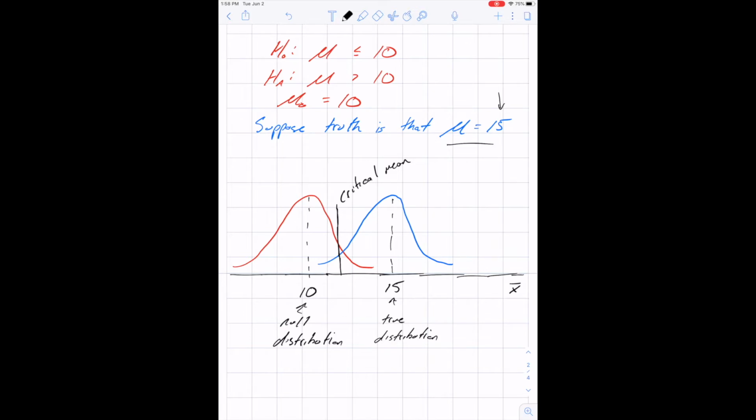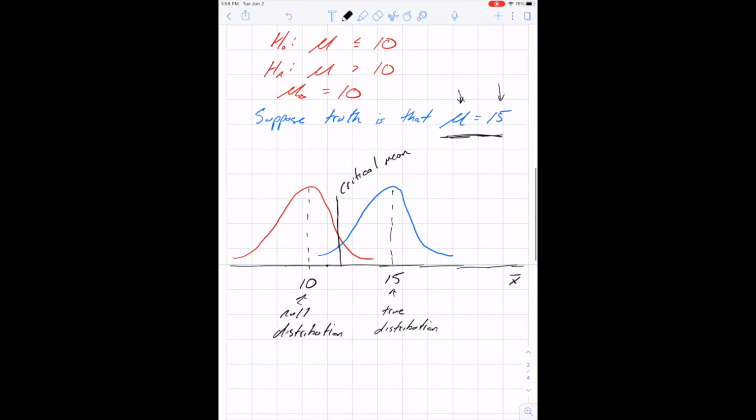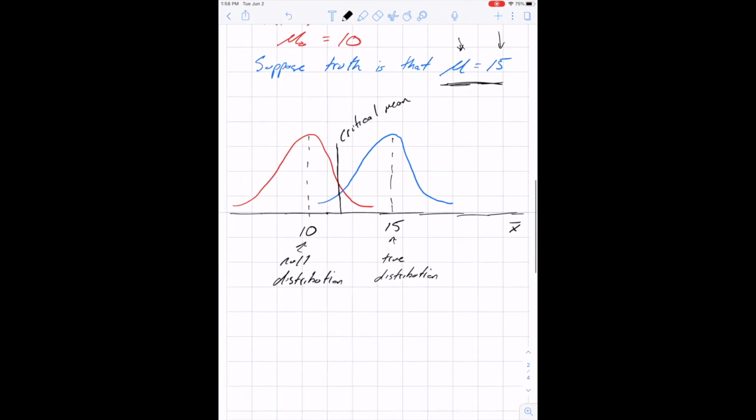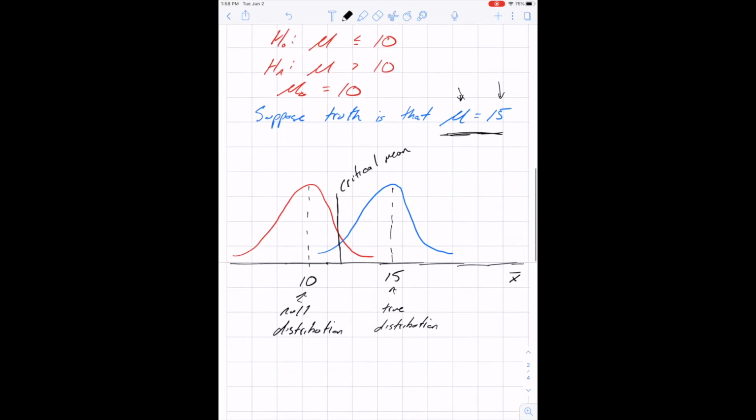What is the probability that we're going to pick that up in the data? And so you could imagine doing this for different levels of true means right here. So we could try 13, 15, 20, and calculate the probability of making a type 2 error in those different circumstances.